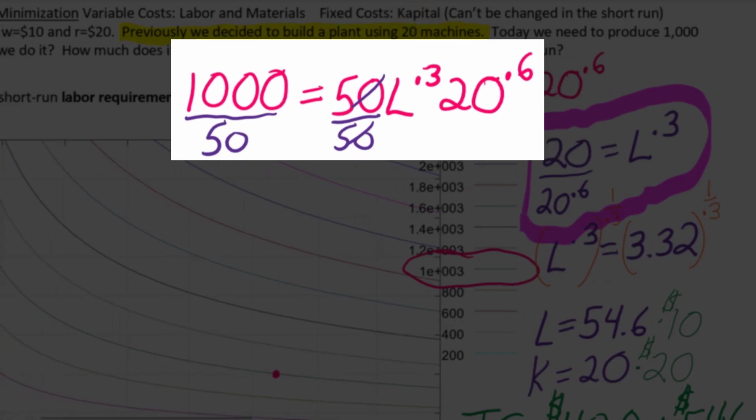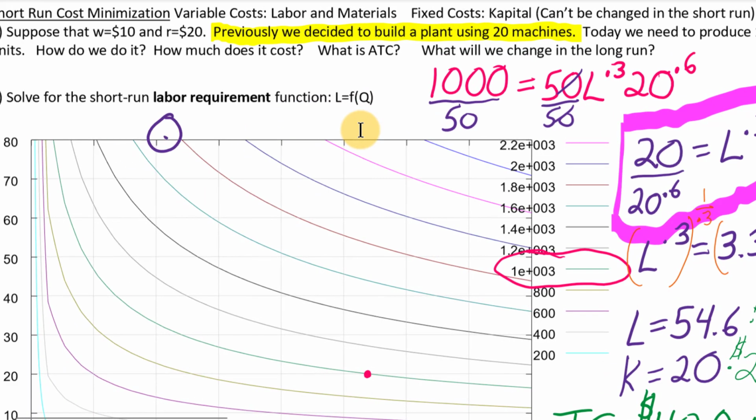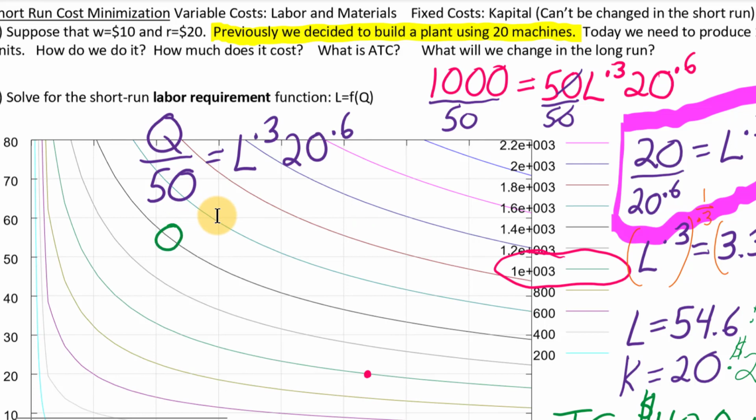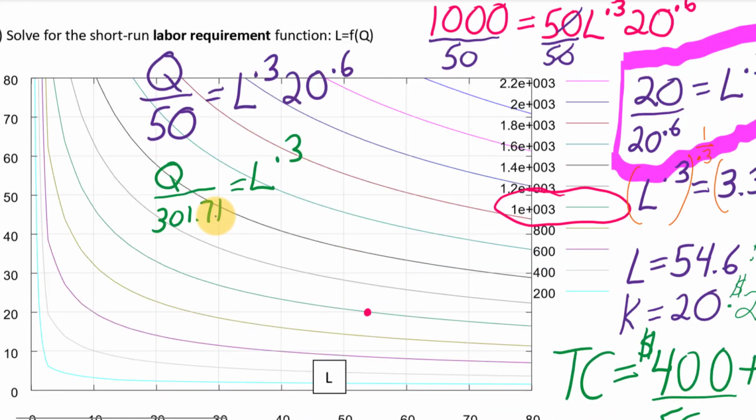So instead of having Q equals 1,000, we would just have Q over 50, right? Q over 50 equals, and then we'd have L to the 0.3, 20 to the 0.6. So then we'd need to divide both sides by 20 to the 0.6, right? And what we'd end up with here on the left-hand side is Q over 301.71 equals L to the 0.3. And then we'd need to raise both sides to the 1 over 0.3 power.